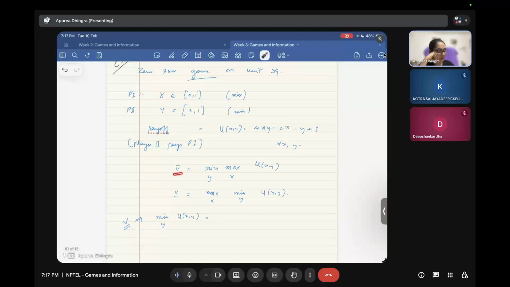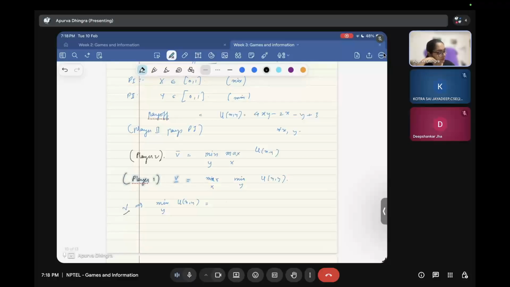And we are supposed to calculate the security levels for both the agents and find out what is the value of the game. Okay, so let's start with the security level of player 1 for the time being. Anyways, we are looking at V dash. So for that, we first minimize with respect to y and then maximize. So this is for player 1, and this is for player 2. We are supposed to minimize this function with respect to y, which is in the range of 0 to 1.